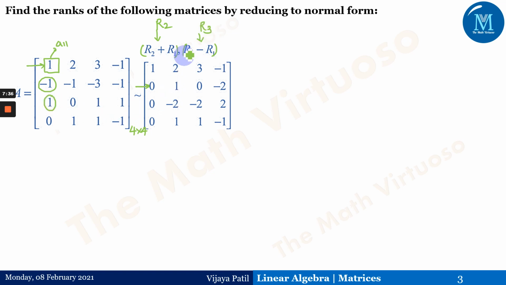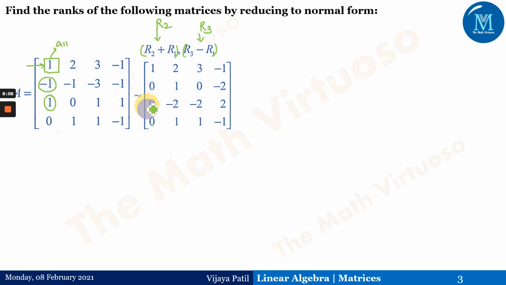The second transformation would change R3, the third row. The transformation is R3 minus R1. 1 minus 1 gives 0. Then 0 minus 2 is minus 2. 1 minus 3 is minus 2. 1 minus of minus 1 is 2. So we have got the R3 row changed. There is no change in R4 because we have not chosen any transformation for the fourth row, as we don't want it. It's already filled with 1.